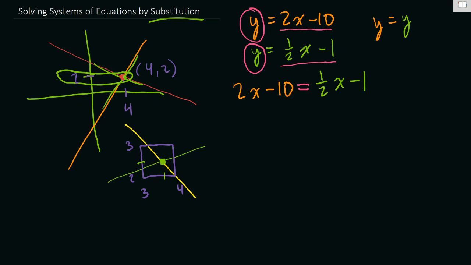This is slightly tricky because we've got a fraction. Fractions are kind of ugly. So there's a nice little trick we can do to get rid of our fraction. We can take our entire equation and multiply by our denominator, which is 2. So I'm just going to multiply everything by 2. I call this nuking the fractions.